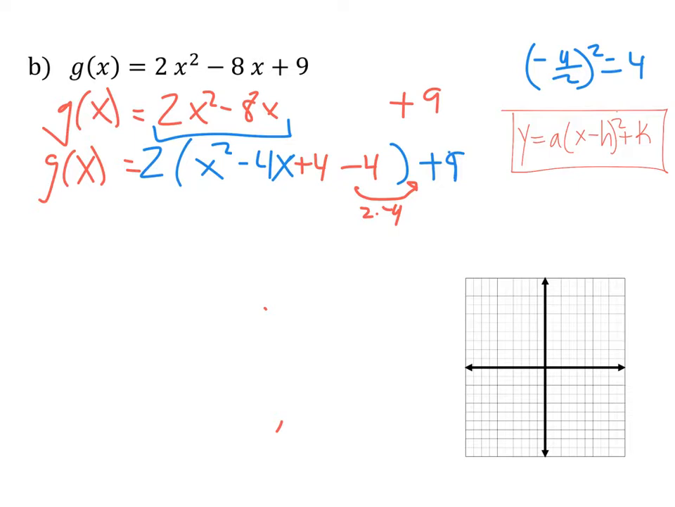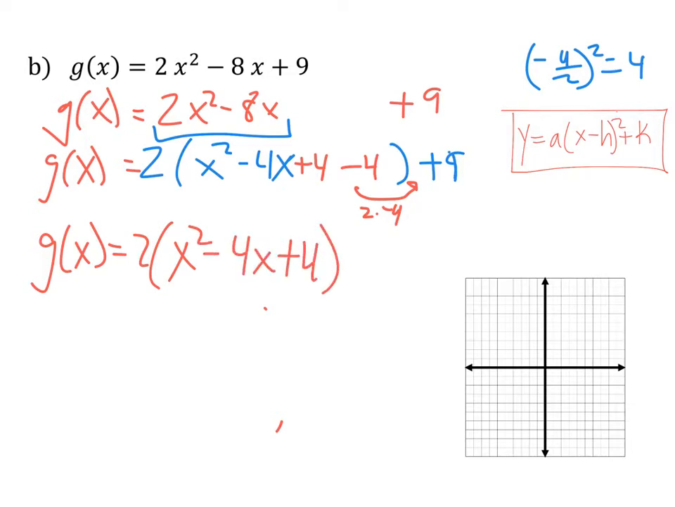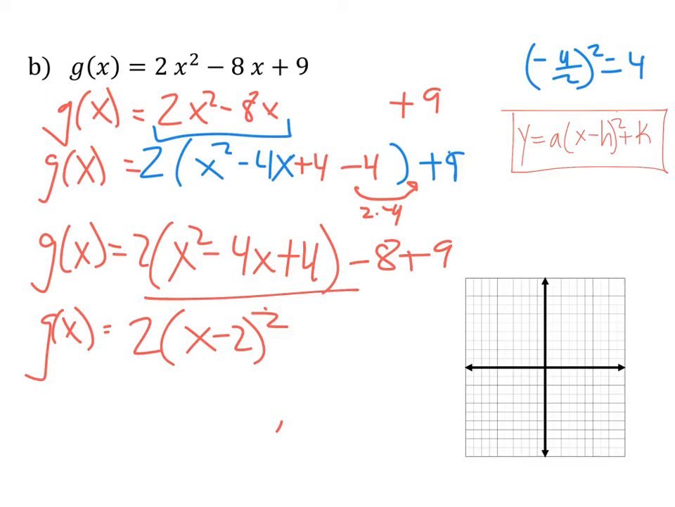So that's going to leave us with something like this. g of x equals 2 times x squared minus 4x plus 4, and this will have a minus 8 plus 9. Okay, this one gets a little challenging here, all right? So this is going to be 2 times x minus 2 squared. So this factors into x minus 2 squared. And this is negative 8 plus 9, which is plus 1.